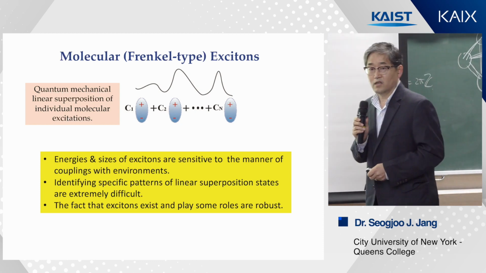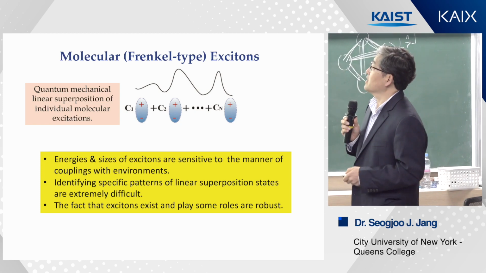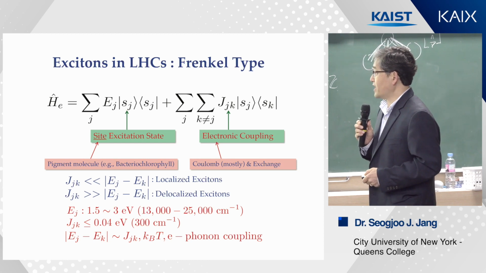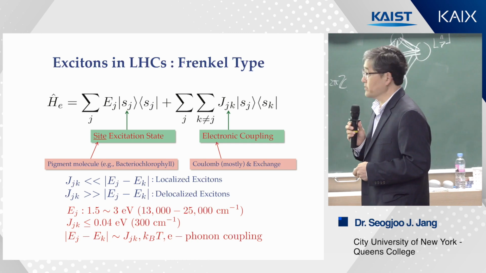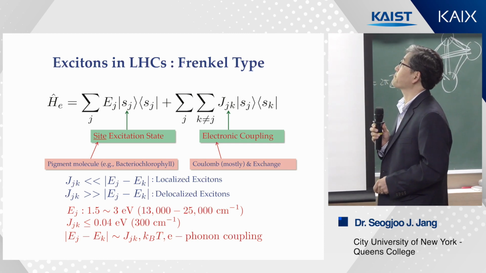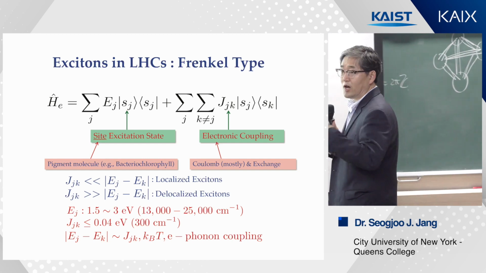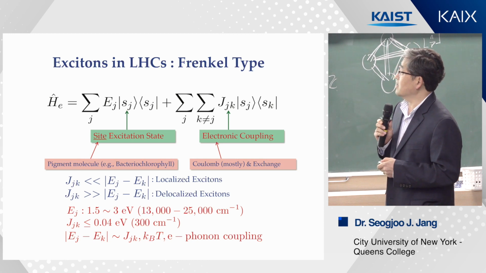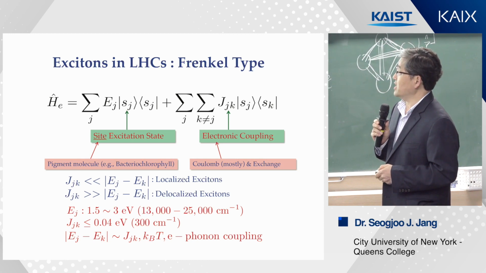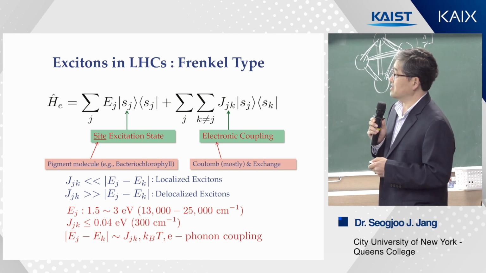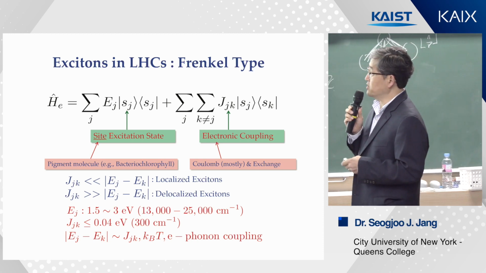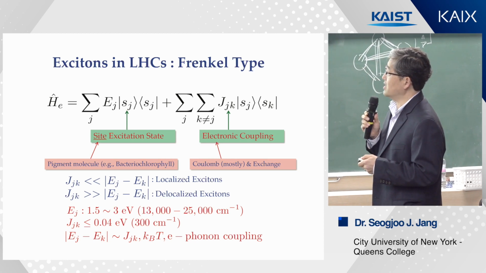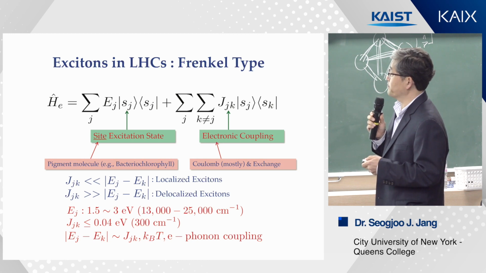But even with that, there is ample evidence that molecular excitons actually exist in light-harvesting complexes, and the fact that they play important roles is well understood. So in a more quantum mechanical way, the Hamiltonian that describes the exciton can be expressed this way. In this expression, this one represents the site excitation state of an individual chromophore, and these are electronic couplings. And these are the excitation energies of each chromophore.